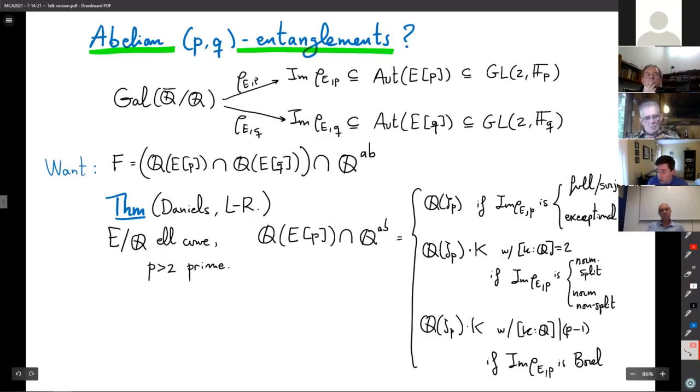Then what we've done is also try to understand all the possibilities for abelian PQ entanglements. With Harris, we had already classified what the maximal abelian extension inside a P division field can be. So now we have a representation mod P and mod Q, and I have some image and some image. I have some possibilities for the P division field and the Q division field, and then we try to see in what ways there can be an entanglement.